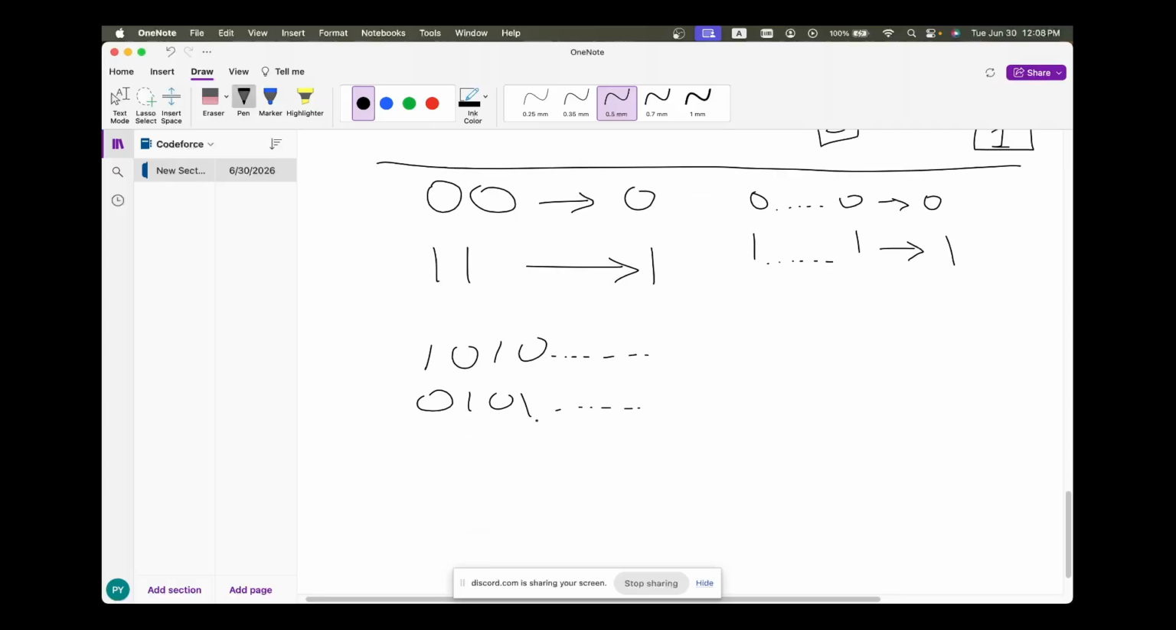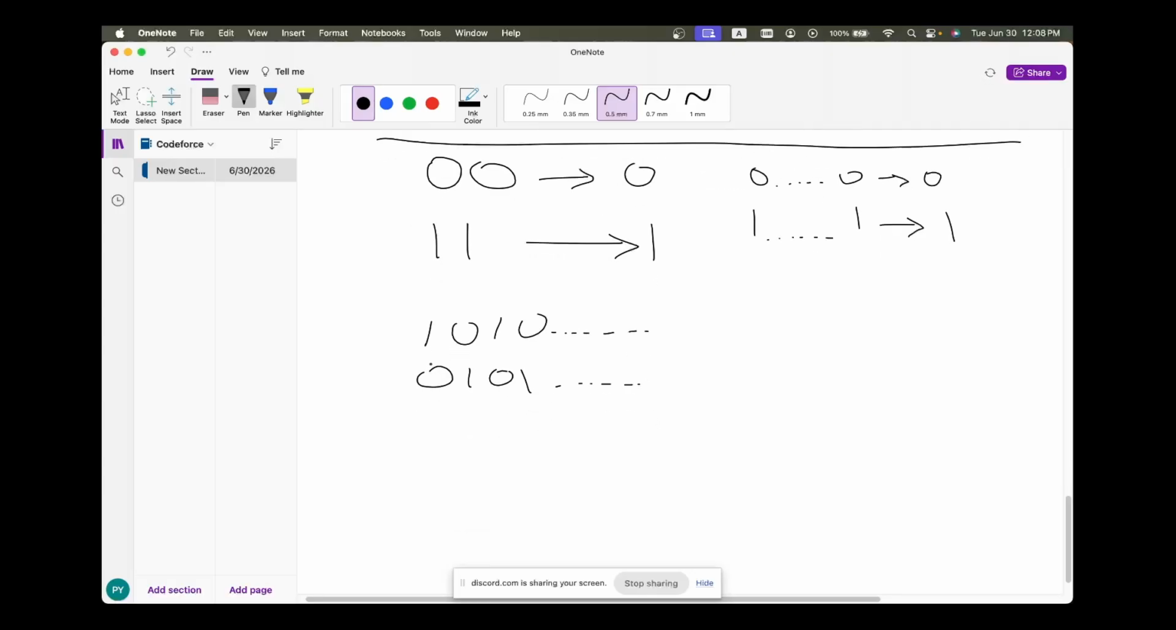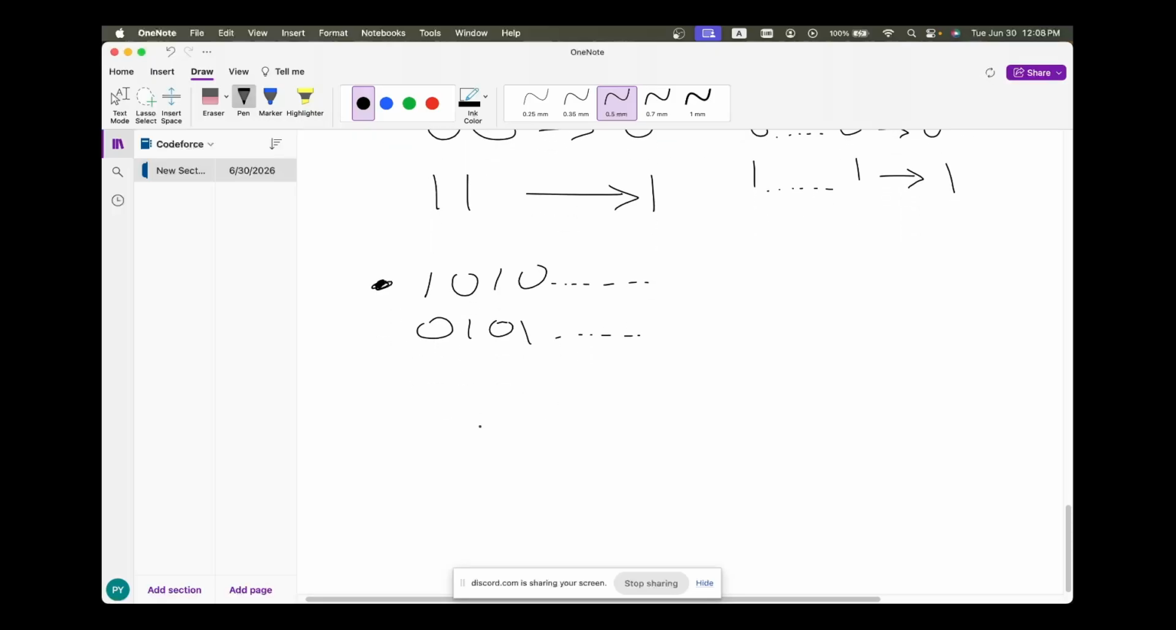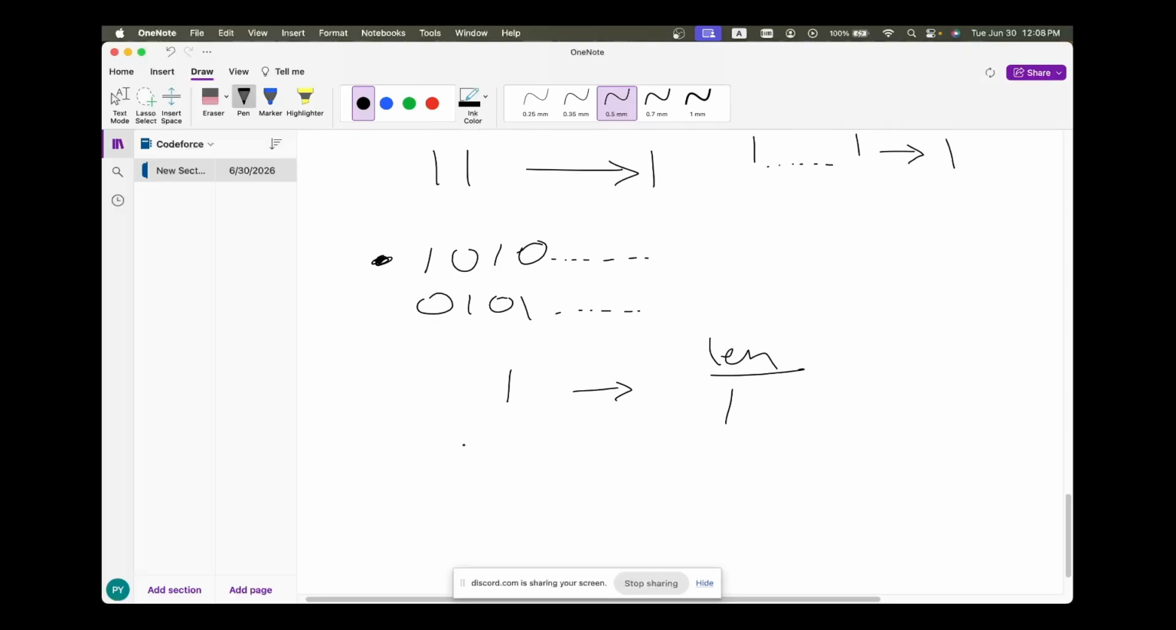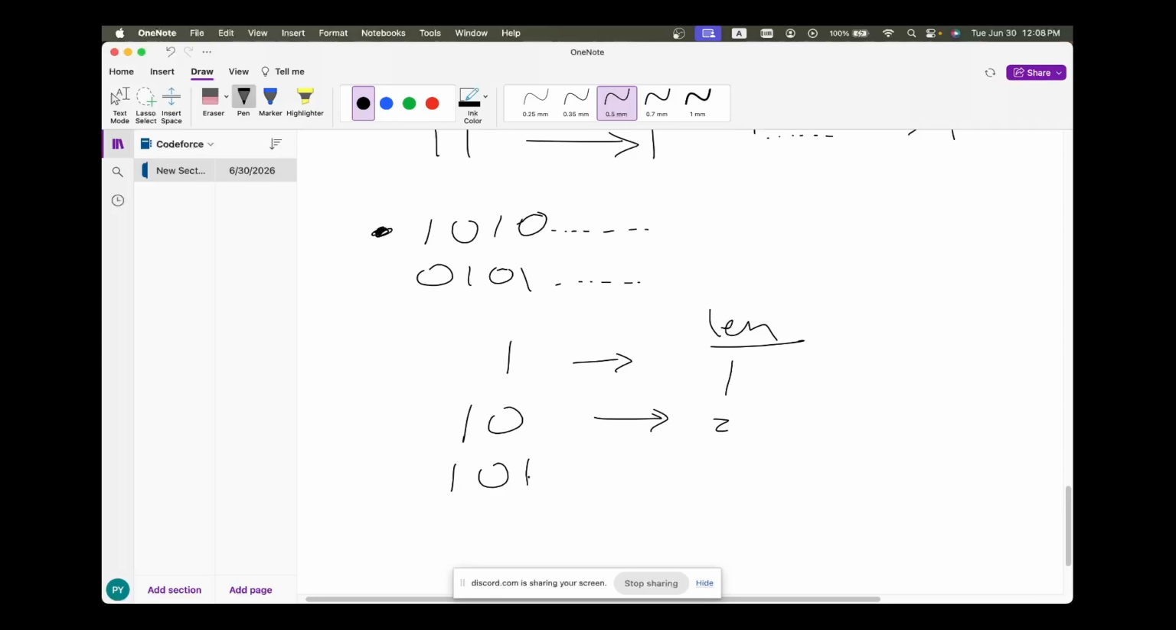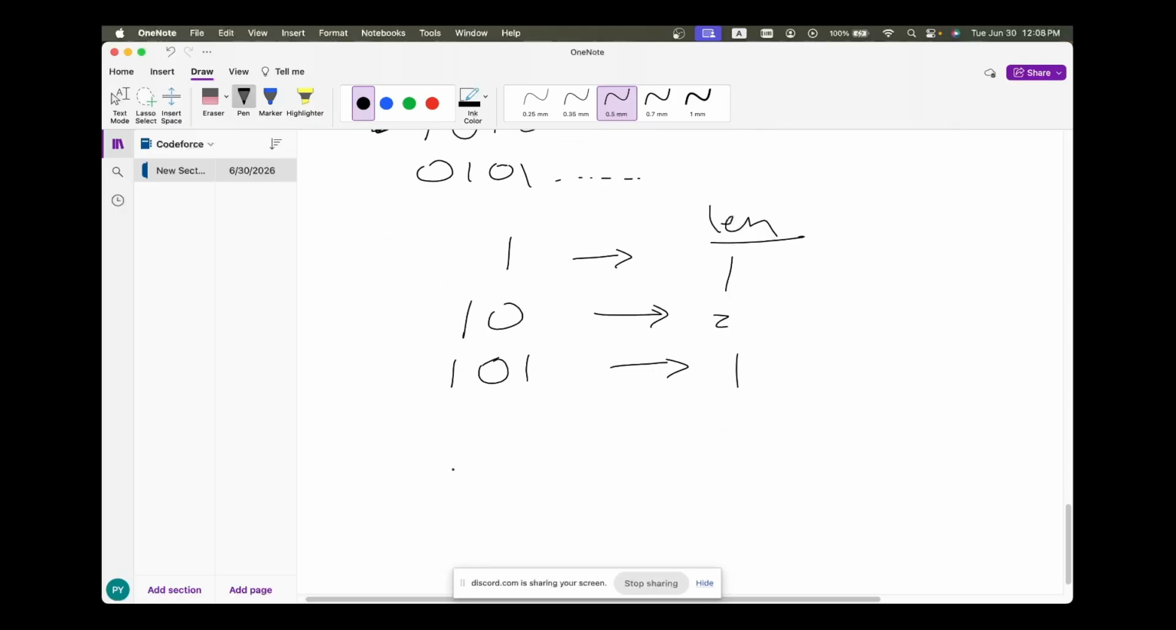So let's just say, I'm just going to go through this first case because the second case is very similar. Let's just say we have a single 1. This has length 1. If I have 10, this has length 2. If I have 101, we know we can reduce this by first cutting out the 0 and then cutting off one of the ones. This is going to result in a length of 1.